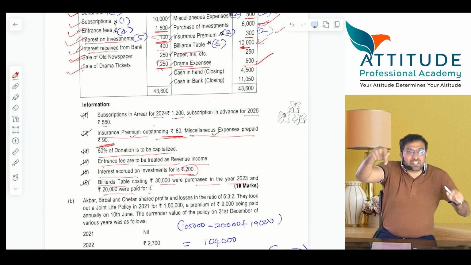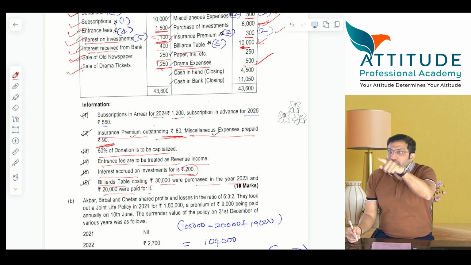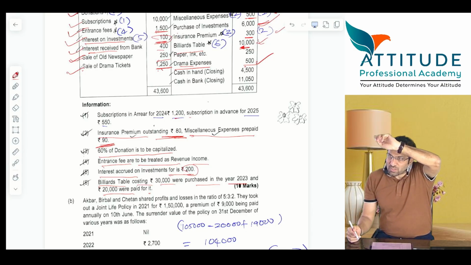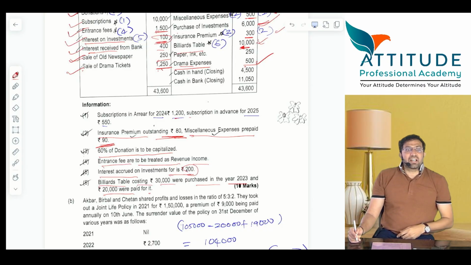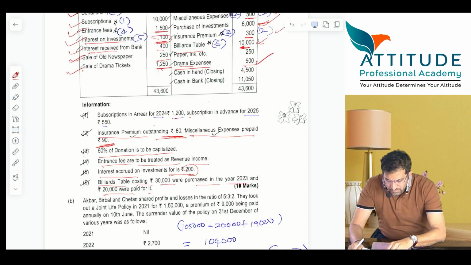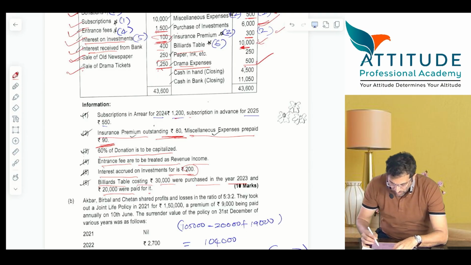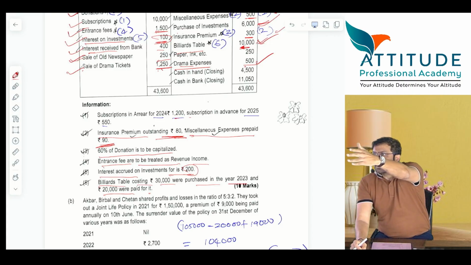Now that 10,000 is paid in which year? This year. So this year creditors will be 0, but billets table will be 30,000 because opening balance is also 30,000, closing balance is also 30,000 because there is no depreciation in this sum. Take billets table in the closing balance sheet 30,000 and creditors nothing. Creditors gaya, वो 10,000 पेमेंट हो गया. ये समझ में आ रहा है क्या नहीं रे सबको?